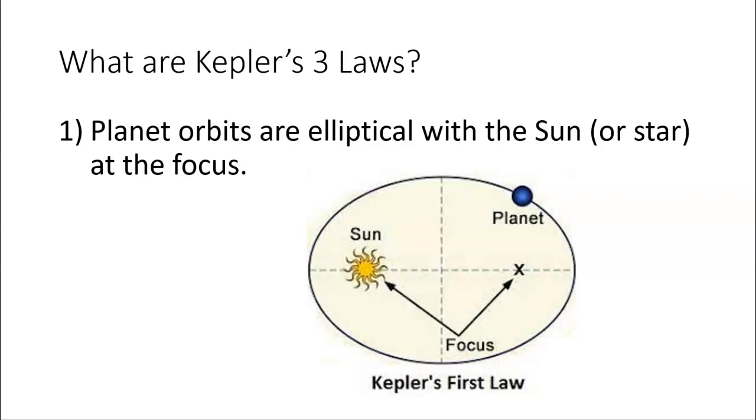The first one basically just says that things orbit in ellipses, not in perfect circles. So anything that's orbiting a star or a planet orbits in an ellipse. That means basically if you take a circle and you smush it down a little bit on two sides, you get a long radius and a short radius. So that makes an ellipse. It's a flattened circle a little bit.